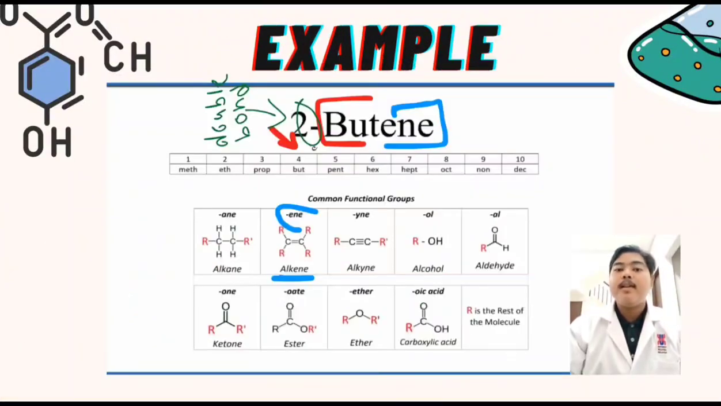For example, this molecule, the structure of 2-butene. We can see the name ENE on the blue line. That means we have an alkene, so it has a double bond between the carbons. Then, BUT on the red line means we have 4 carbons.